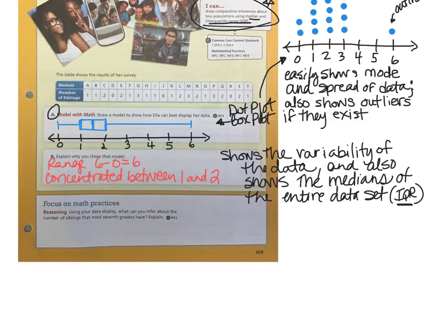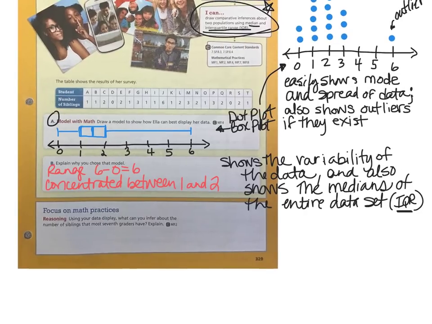And last but not least, let's focus on the math practices. What can you infer about the number of siblings that most 7th graders have? Well, in this case, by looking at both the dot plot and the box plot, you can infer that most 7th graders have either 1 or 2 siblings. The data in both models are clustered at 1 and 2.